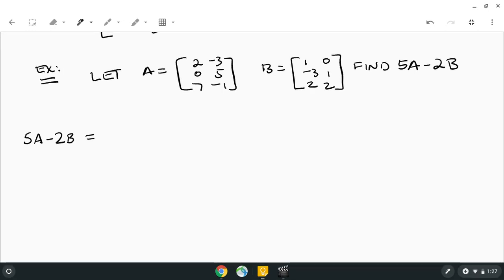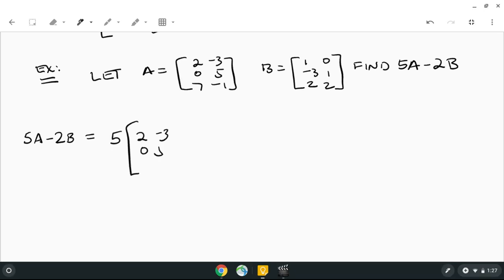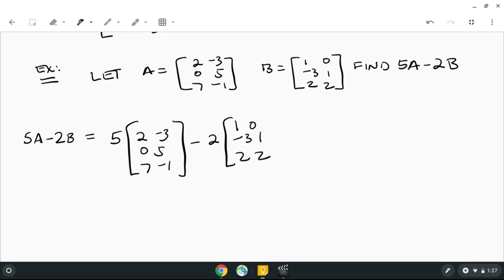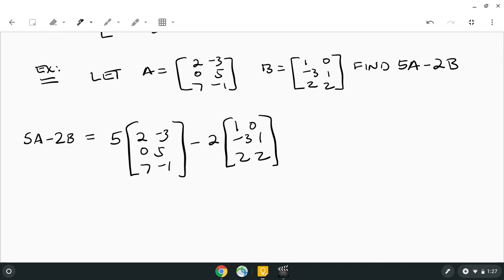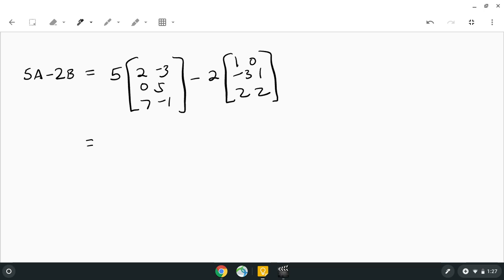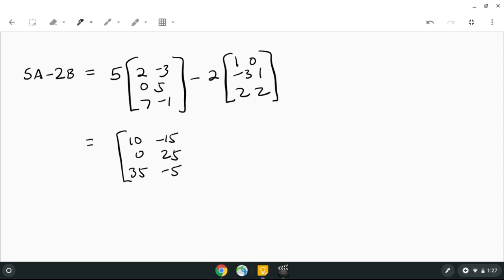So that means we're going to do 5 times 2, negative 3, 0, 5, 7, negative 1, minus 2 times 1, 0, negative 3, 1, 2, 2. Let's go ahead and multiply all the entries here by 5. So we get 10, negative 15, 0, 25, 35, and negative 5.